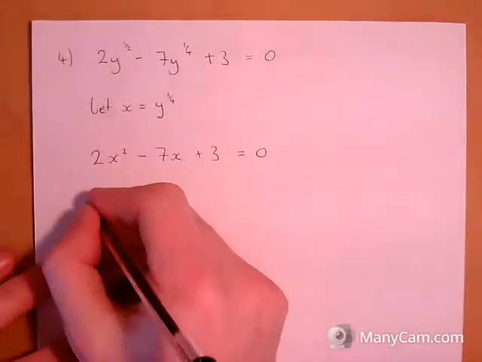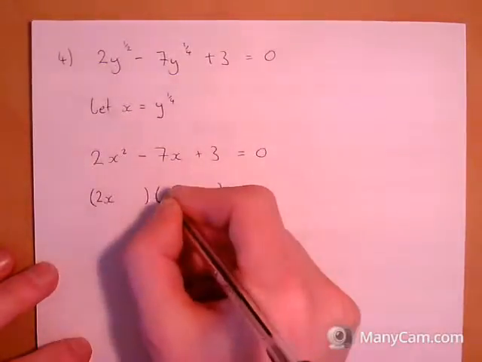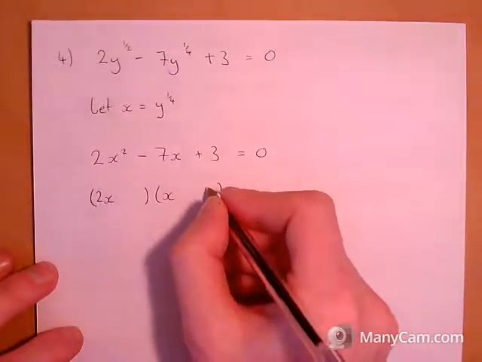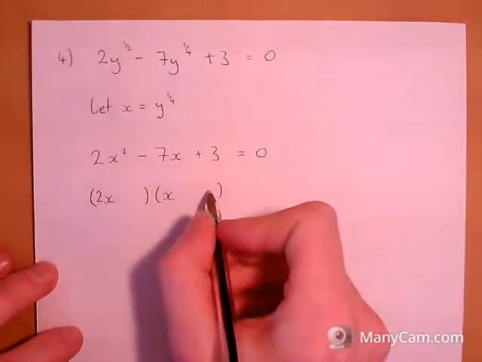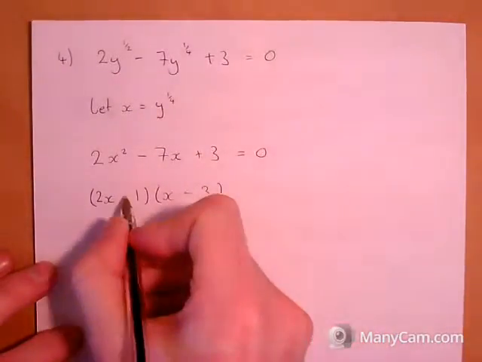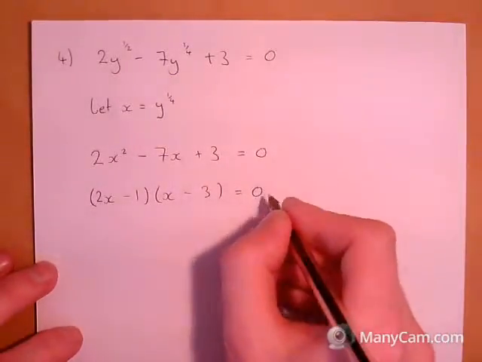And then I can end up factorising that. The only way I'm going to make 2x squared is by multiplying 2x and x. Only way I'm going to make 3 is 3 and 1. So I just need to decide which side I'm going to put those. So 3 would go this side and 1 would go that side, and they both have to be negative to make my positive 3 there, and that's equal to 0.